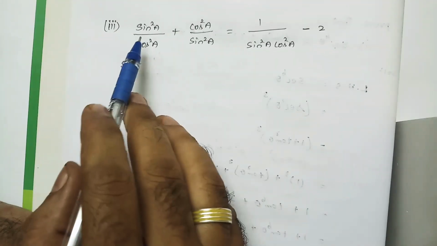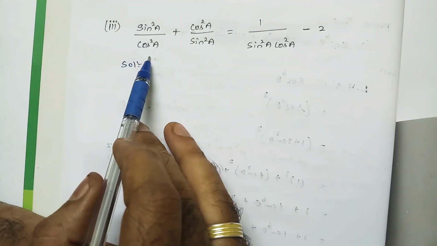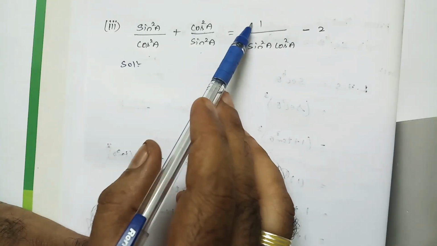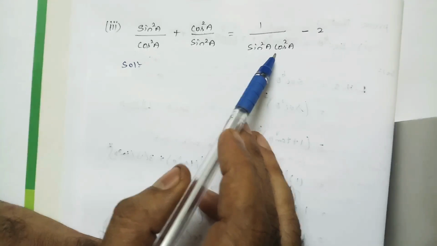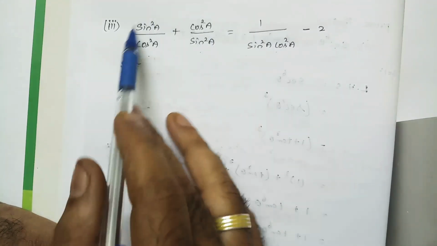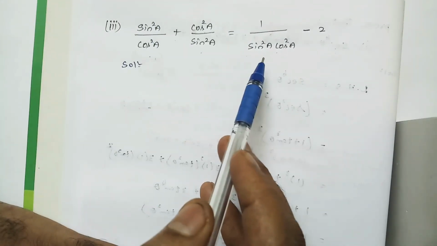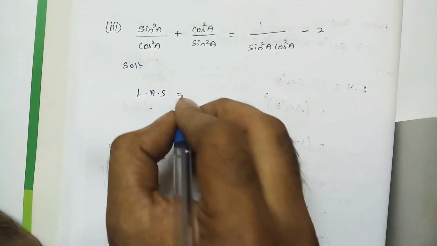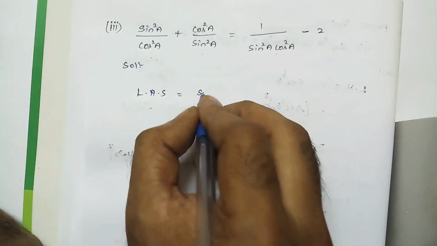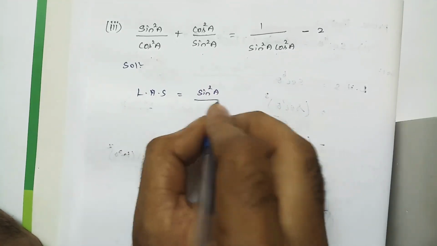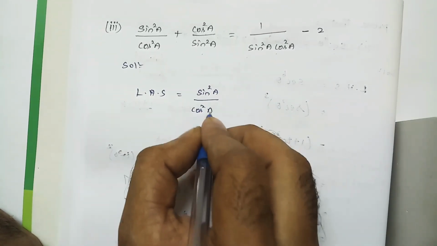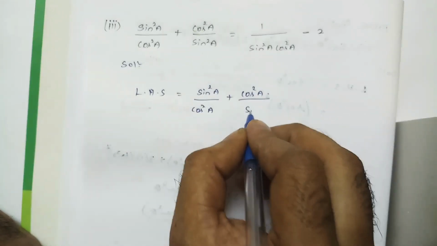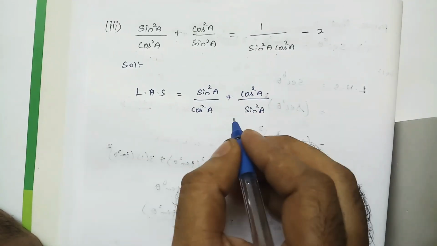Subdivision number 3: sin²A divided by cos²A plus cos²A divided by sin²A is equal to 1 by sin²A cos²A minus 2. I'm going to take the LHS and work towards the RHS. So LHS is equal to sin²A divided by cos²A plus cos²A divided by sin²A. Already it is in the form of fractions.